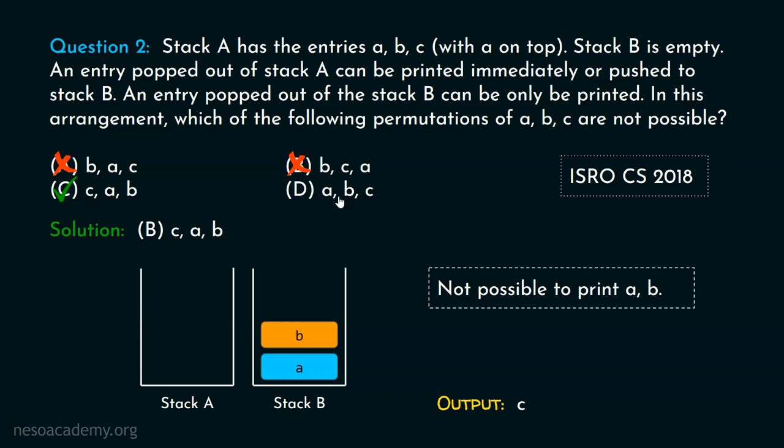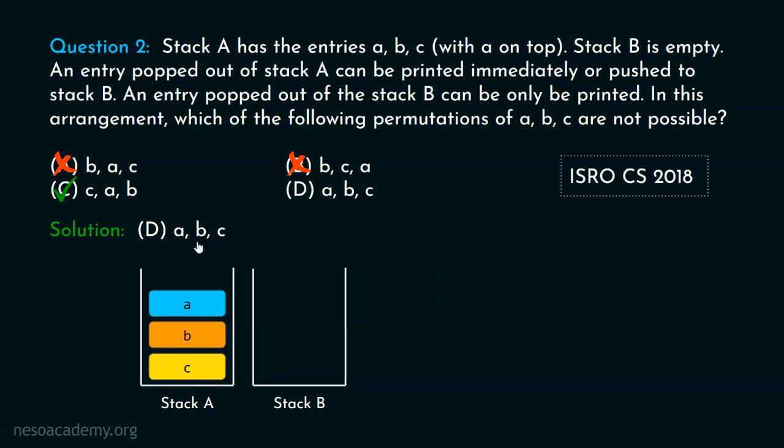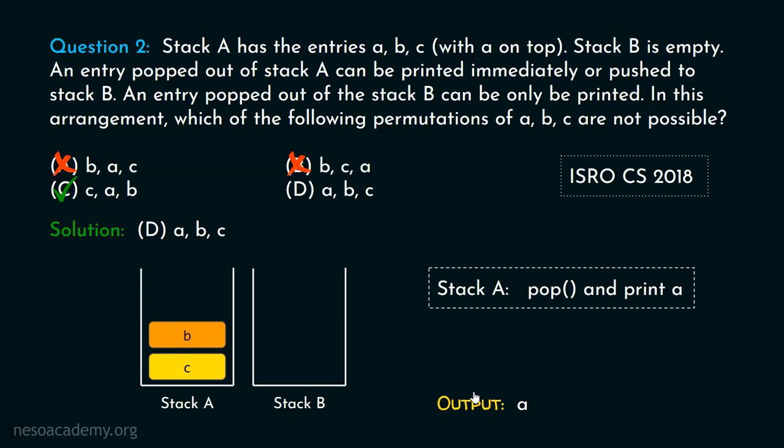And let me tell you, this option is also incorrect because this sequence is also possible. You can see this, right? Obviously, you can pop this element out of stack and print this on the screen. And then after this, you can pop this element out of stack and print this element on the screen. You can also pop this element and print this on the screen, right? This is the sequence so obtained, A, B, C, right? So option D is also incorrect. Hence, it is clear that option C is the correct option, right?